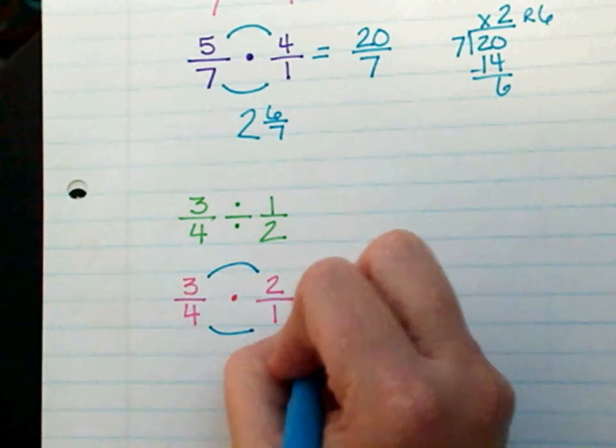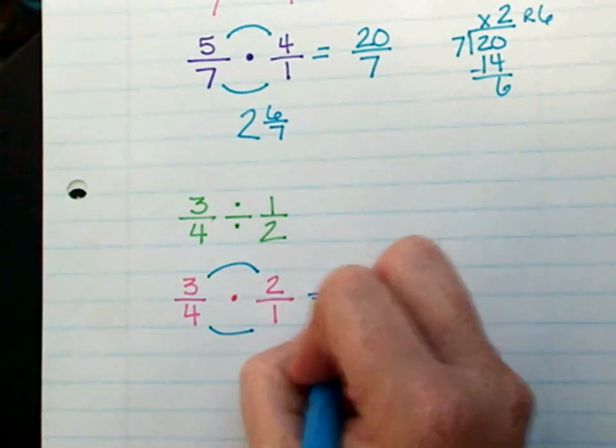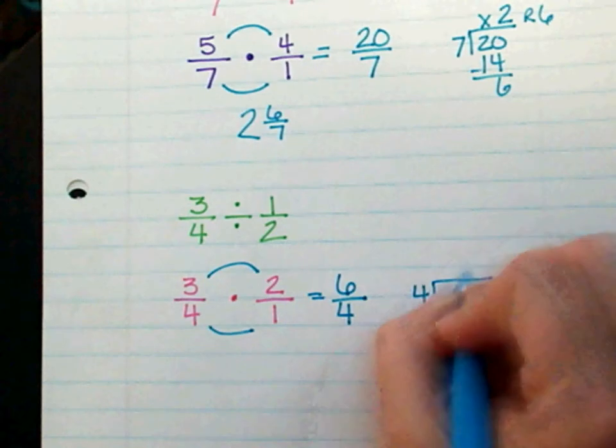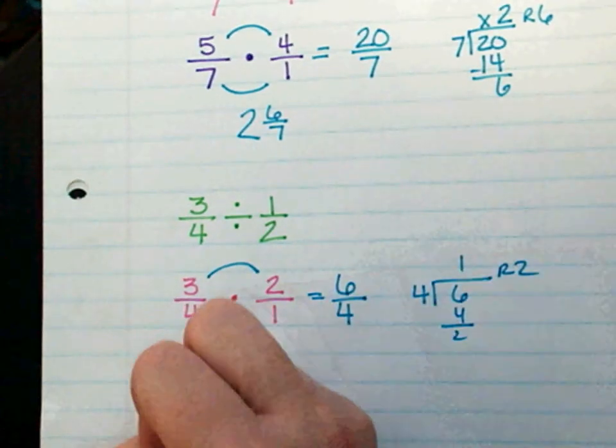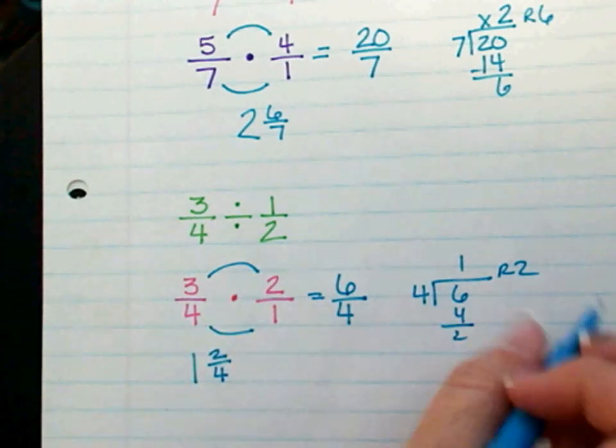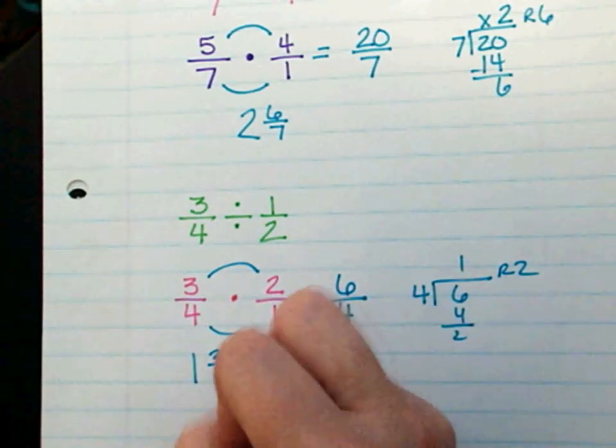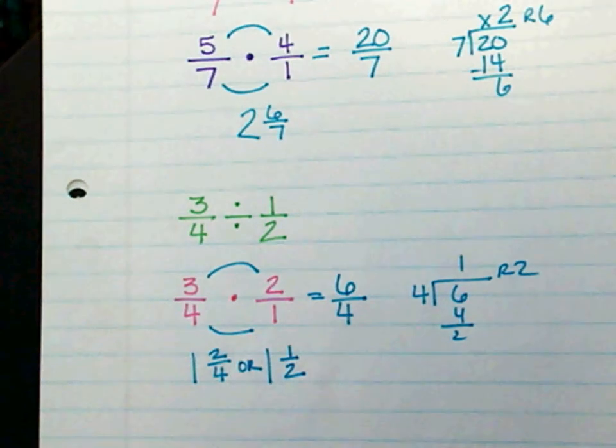Okay, so you should have noticed that you have two regular fractions, so you don't have to do anything to them, except for go to your dividing rules. Dividing rules say leave the first fraction the same, flip the second, and multiply. Multiplication rules say multiply the top times the top, bottom times the bottom. So 3 times 2 is 6, 4 times 1 is 4. It's improper. We're going to get it out of improper. It is 1 2/4 or 1 1/2.